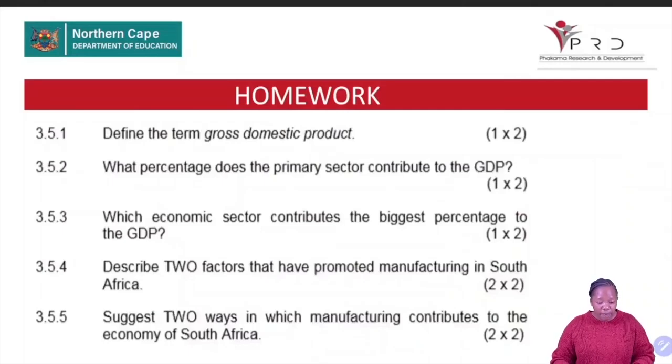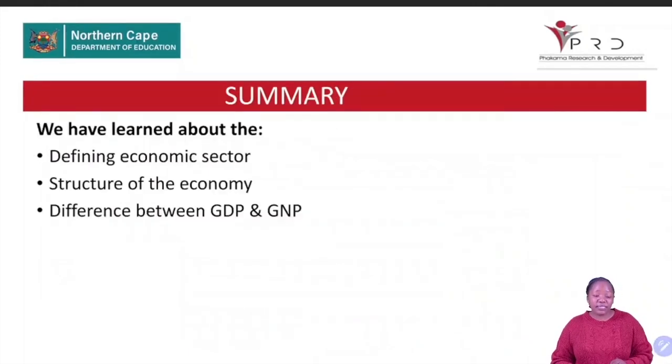And then question number 4, you describe the 2 factors that have promoted manufacturing in South Africa. And then question number 5, you suggest the 2 ways in which manufacturing contributes to the economy of South Africa. So this is your homework. We're going to discuss it in our next lesson before we start with that day's lesson.